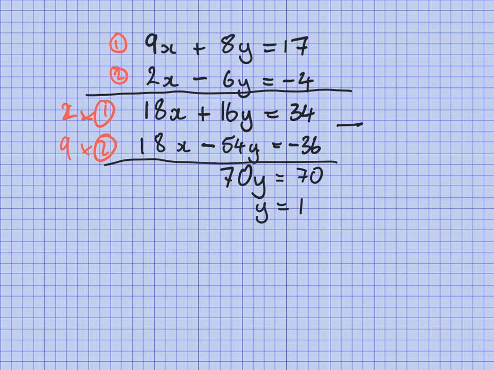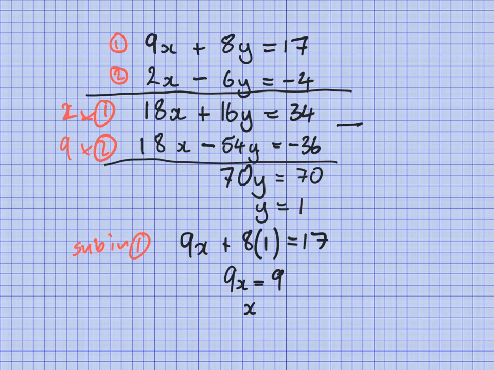Going to substitute that back into the first equation. So sub into equation 1, and that gives me 9x plus 8 times 1 equals 17. So that means that 9x equals 9 and x equals 1. Therefore, x equals 1, y equals 1. We should check that works for the other one. 2 times 1 minus 6 times 1 is minus 4. Yes, that works.